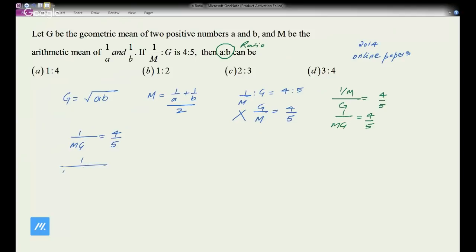So what do we get? See, this is root AB; solve this. Look at what the value of M comes out to be: A plus B by 2. So this becomes A plus B, and this will be 2AB, over 4 by 5. So I can say this becomes 2 root AB by A plus B is equal to 4 by 5, or A plus B by 2 root AB is equal to 5 by 4. Clear, guys?